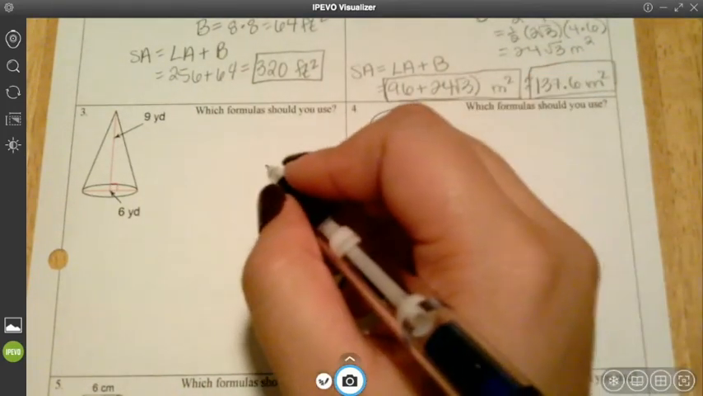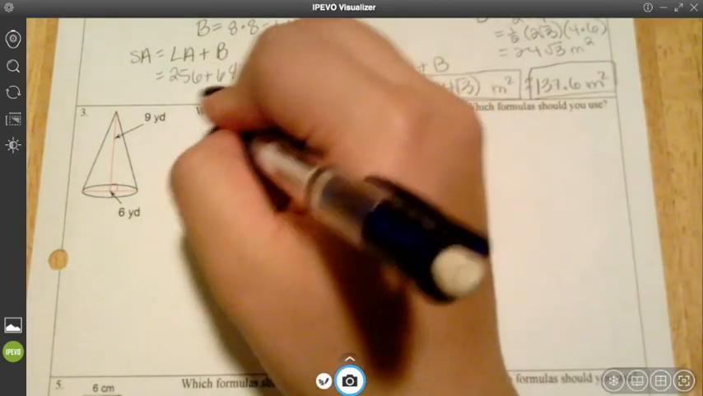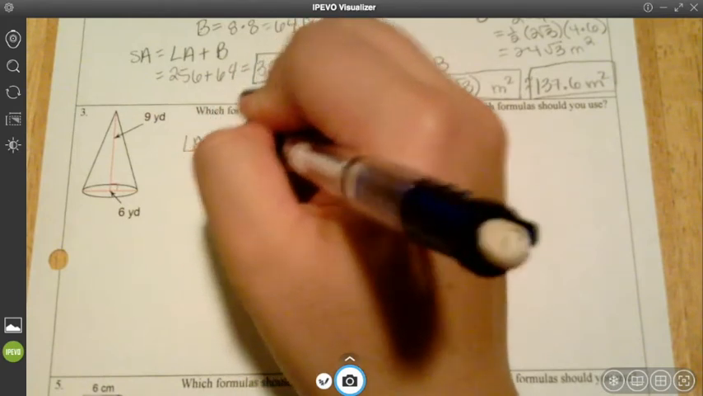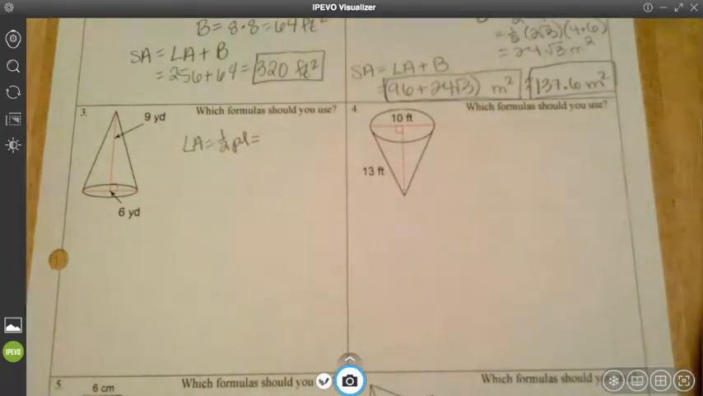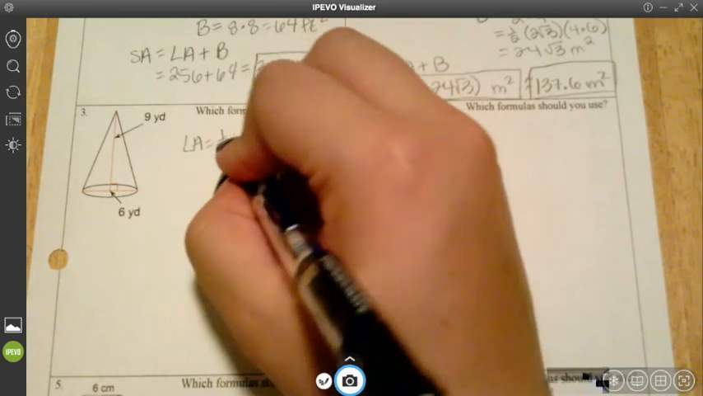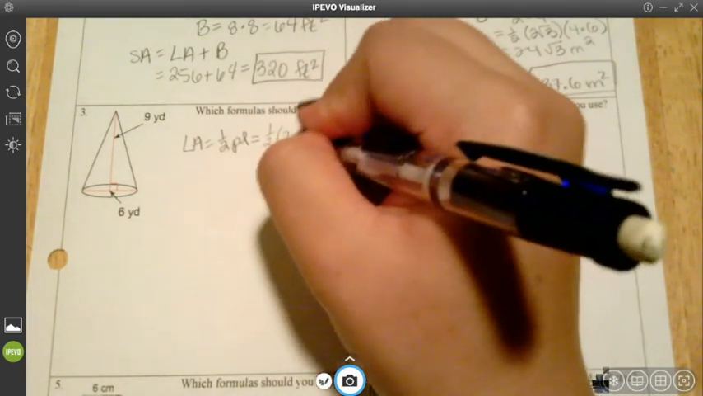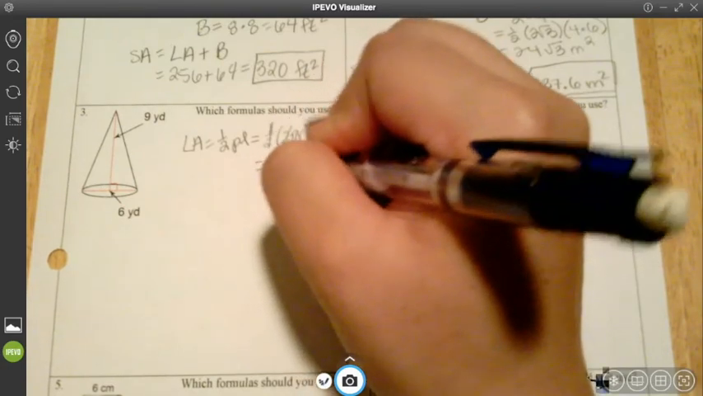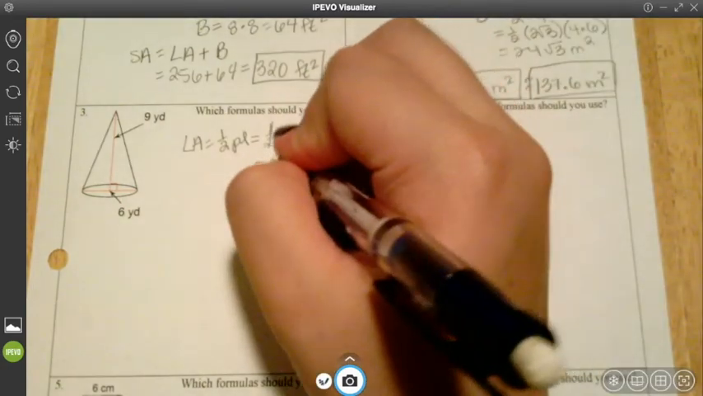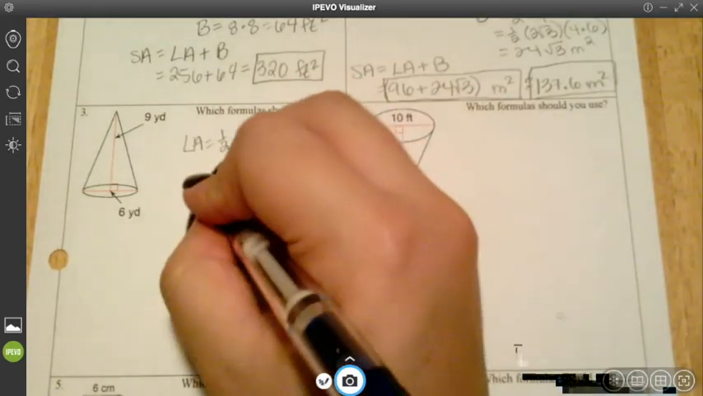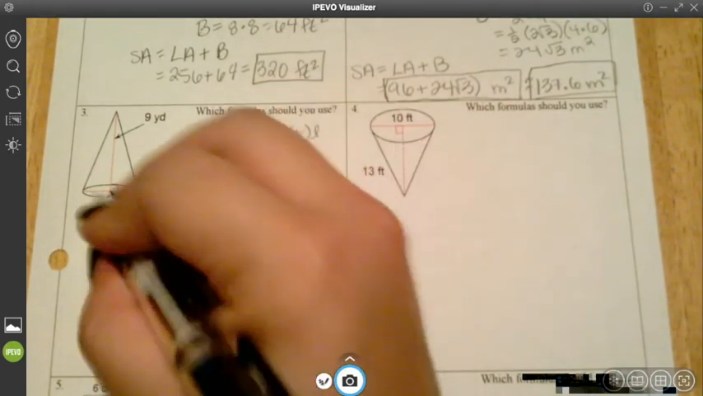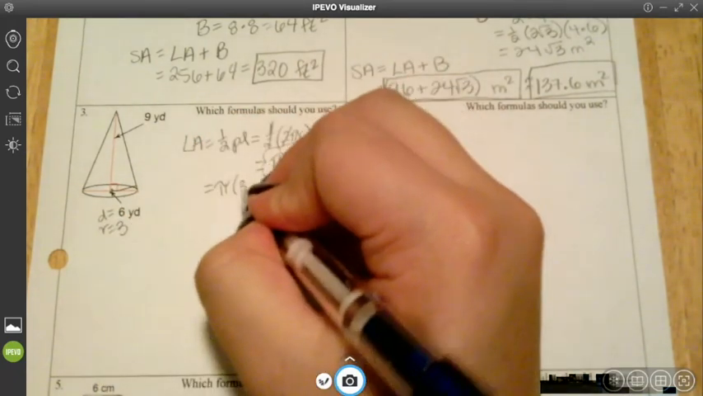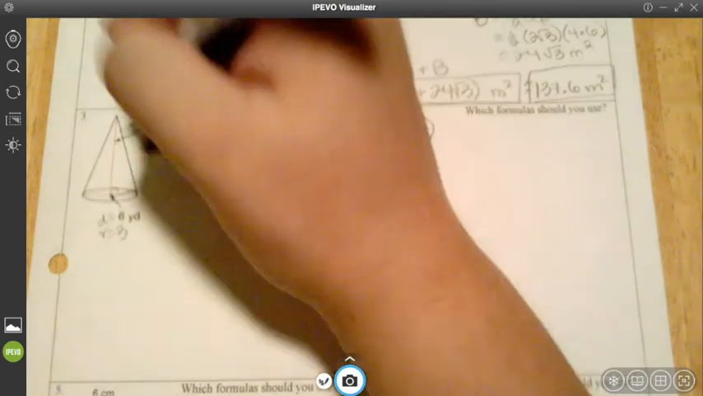Well, really, it's the same formula as we use for a pyramid. So lateral area equals 1/2 PL. But remember, this is the one that actually can be simplified because our perimeter is a circumference. 1/2 times 2 pi r times L cancels out. So pi RL is our shortcut formula for a cone. So that's pi times our radius, which is half of our diameter, so that is 3, times our lateral height, which we need to calculate.